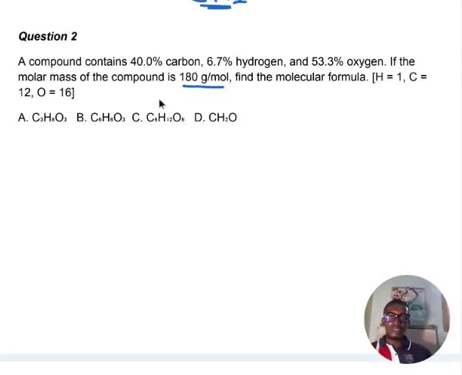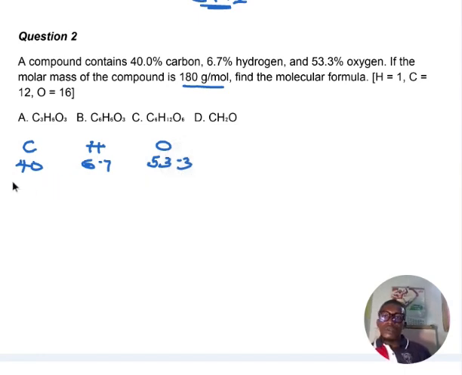So how do we do that? To find the molecular formula, the first thing you need to do is look for the empirical formula of the compound, then you use the empirical formula which you got to get the molecular formula. So now let's start solving this question. From here, we have carbon, hydrogen, and oxygen. The percentage of carbon is 40, hydrogen is 6.7, oxygen is 53.3.